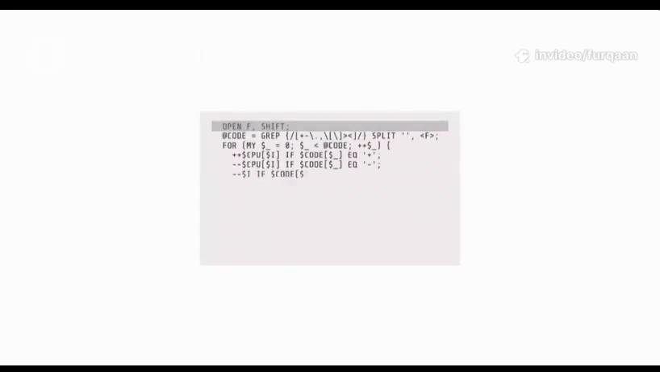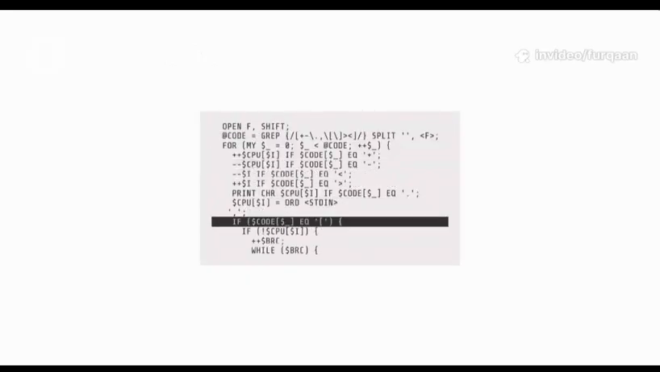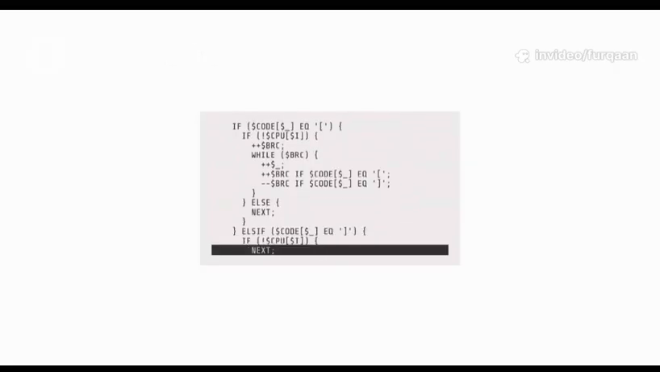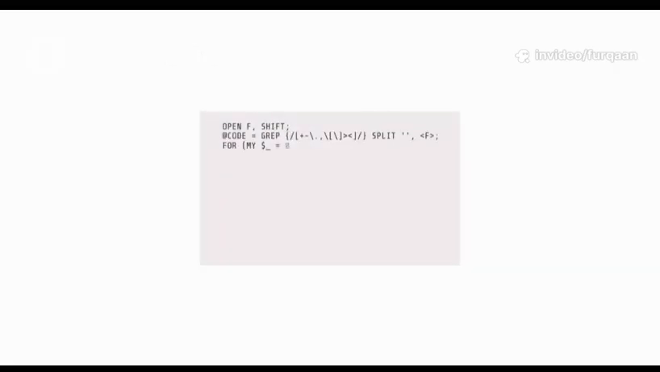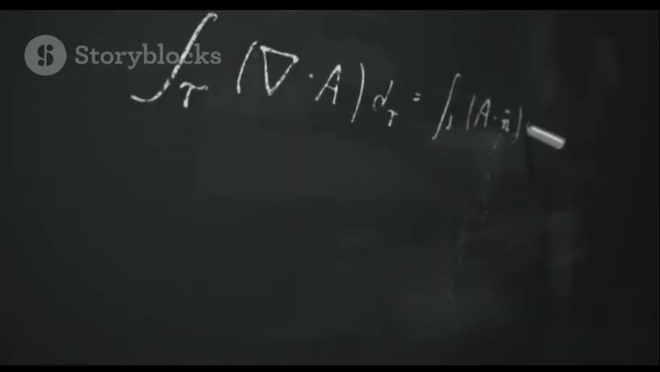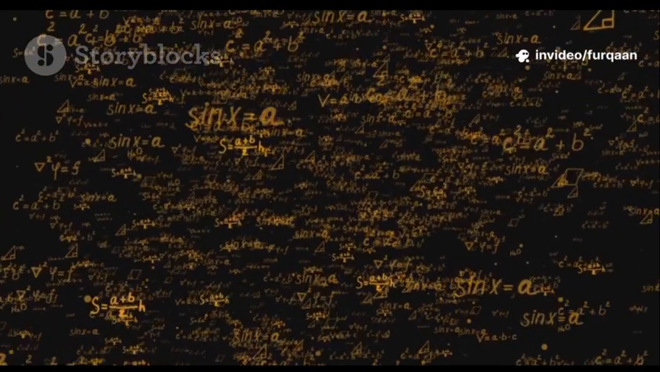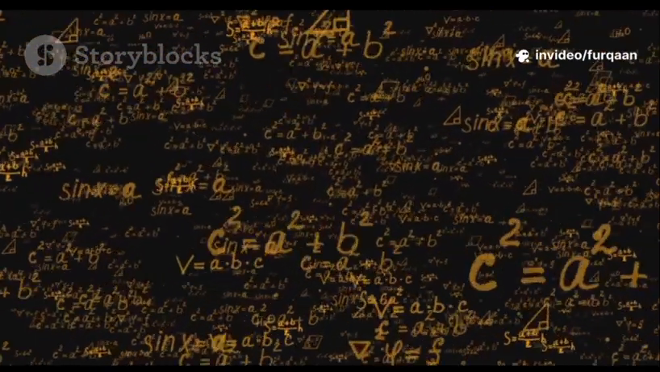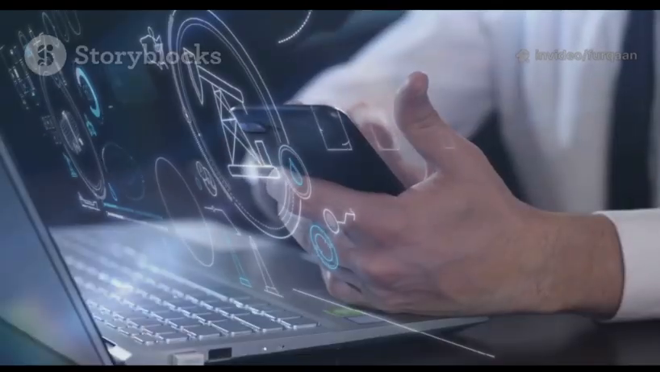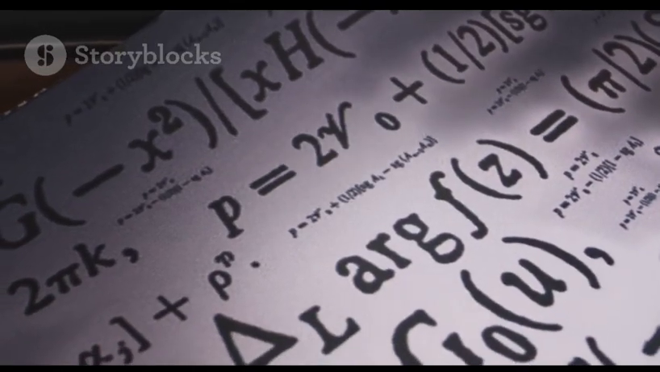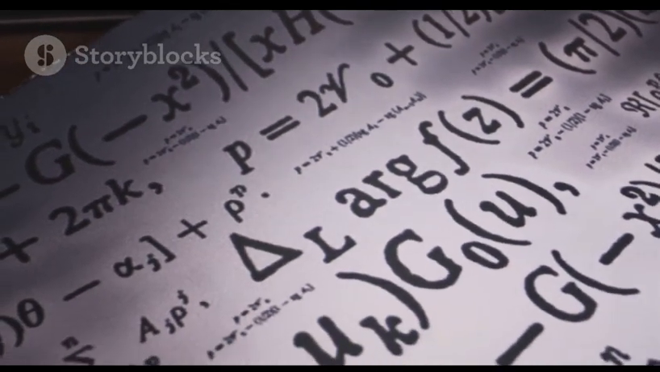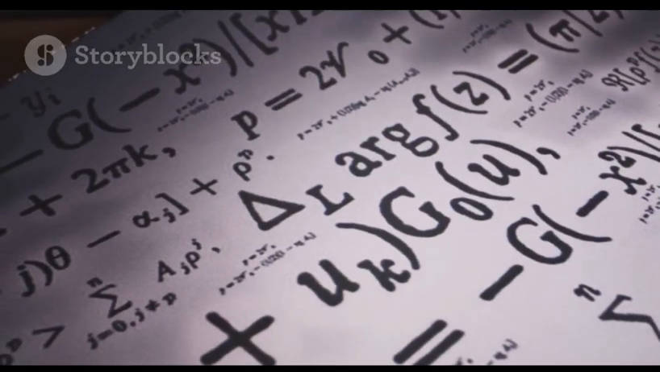A prime number is a natural number greater than 1 with no positive divisors other than 1 and itself. 2, 3, 5, 7, 11, 13. 12 is not prime because it can be divided by 2, 3, 4, and 6. The fundamental theorem of arithmetic says any integer greater than 1 is prime or a unique product of primes. This is prime factorization. 60 equals 2 times 2 times 3 times 5.